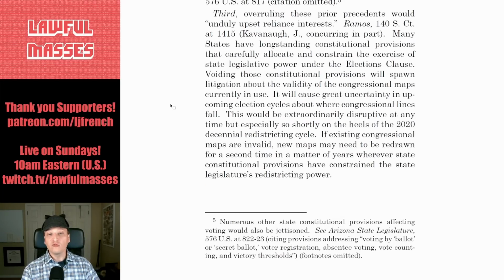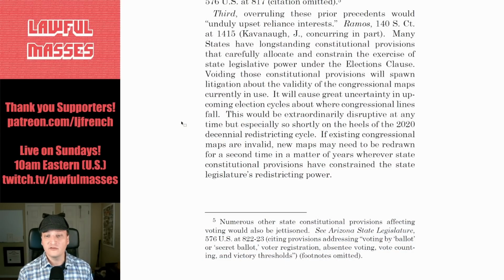Third, overruling these prior precedents would unduly upset reliance interests. In other words, your ability to rely on the consistency of the law. Many states have long-standing constitutional provisions that carefully allocate and constrain the exercise of state legislative power under the Elections Clause. Voiding those constitutional provisions will spawn litigation about the validity of the congressional maps currently in use. It will cause great uncertainty in upcoming election cycles about where congressional lines fall.